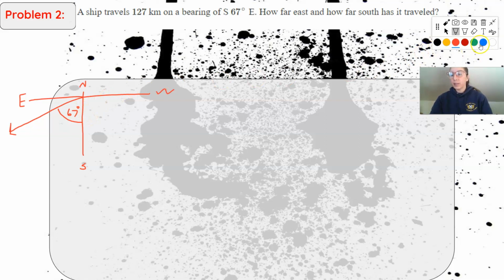How far east and how far south has it traveled? East is the horizontal component of this vector, so how far east means how far left did we go. I'm going to label this v sub x again because that's our horizontal component. And how far south did we go? I'm going to label that v sub y. We also know the length of our vector is 127 kilometers.